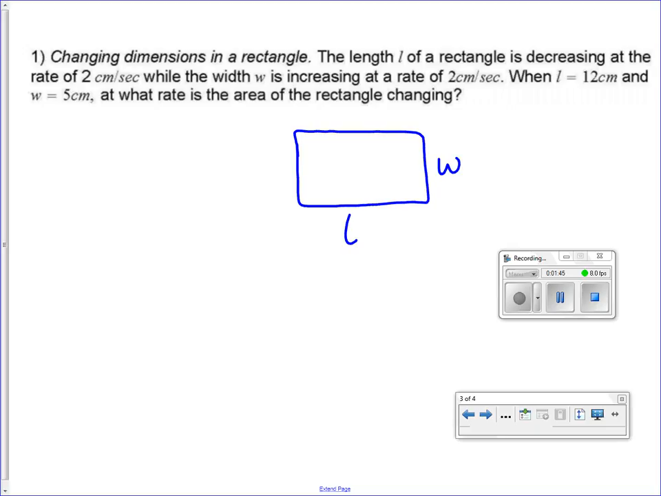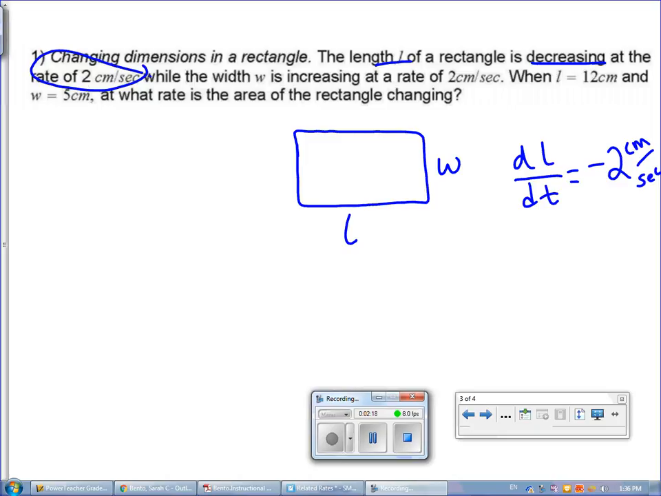I was told that the length is decreasing at a rate of 2 centimeters per second. A rate is a rate of change. That's a synonym for slope. It's a derivative. So I'm going to write dL/dt. That means the rate of change of the length over time, and I can tell that because it says centimeters per second. Because it's decreasing, it will be negative 2 centimeters per second. You do have to have units when you're doing related rates.